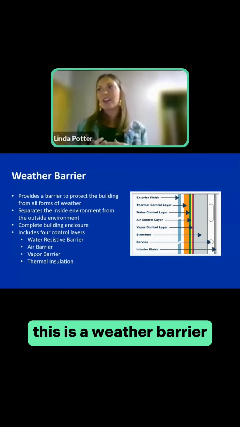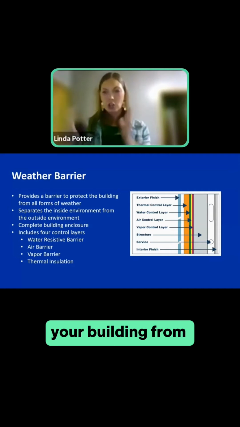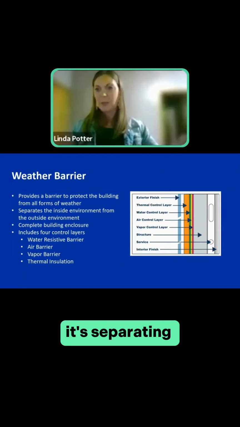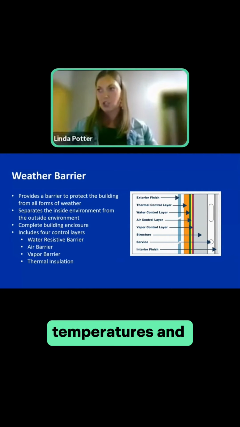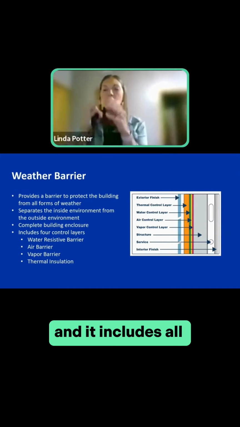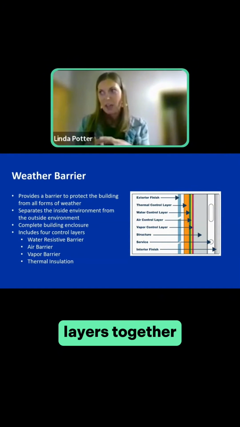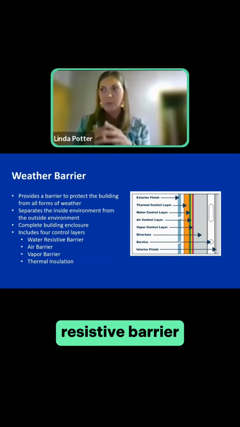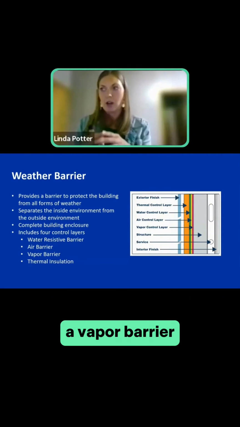And the first thing as we go through here, in my way I'm going to define this, is a weather barrier is the barrier that protects your building from all of the weather. It's separating inside from outside, temperatures and environments. It's the complete building enclosure, and it includes all these other layers together. So maybe a water resistive barrier, an air barrier, a vapor barrier, thermal insulation.